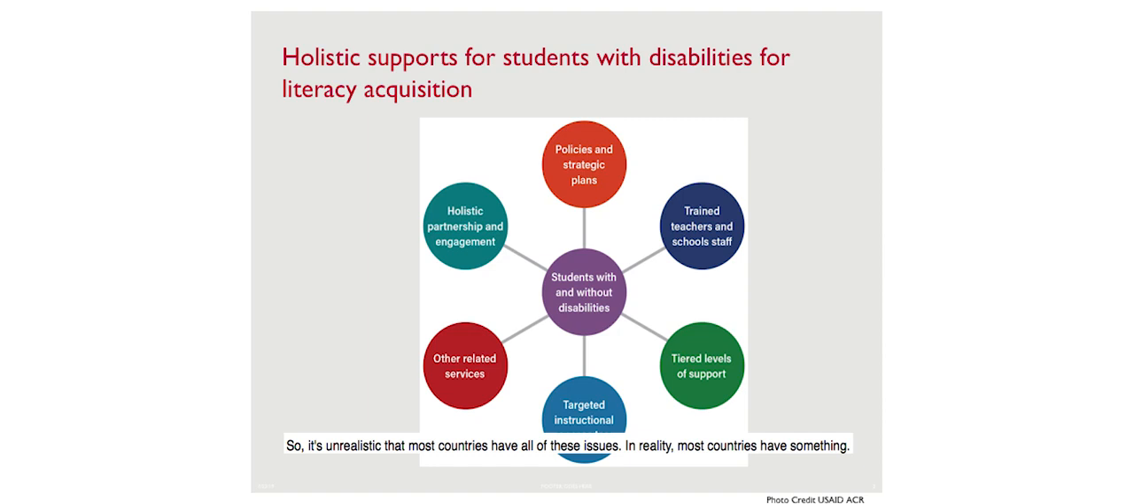It's unrealistic that most countries have all of these. In reality, most countries have something. Every country I visited has some programs and some services that are working. The reason we gave you the gold standard is we wanted you to see what it should look like, how you can reconfigure what is happening that may not be aligned, as well as how you build it correctly from the beginning. It includes policies and strategies, teacher training, tiered levels of support, instructional approaches, other related services, as well as who should be engaged in this process.